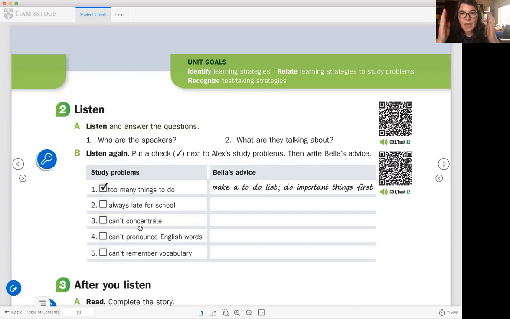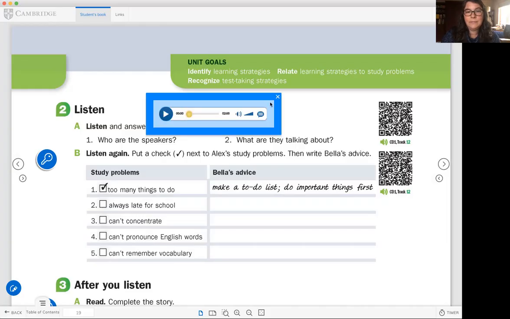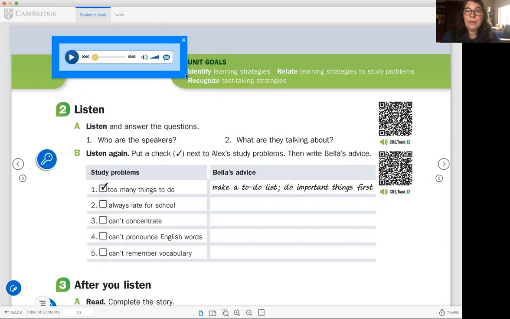Can't concentrate. Concentrate is to focus, okay? Can't pronounce English words or can't remember vocabulary. So some of these he has trouble with and some he doesn't, okay? So just in your notebook, write down like, well, number 1, he has a problem with too many things to do. Write down 2, 3, 4, or 5 if it's true. Okay, let's take a listen. And again, I will put this recording in the lesson in the class website so you can listen again if you want to.